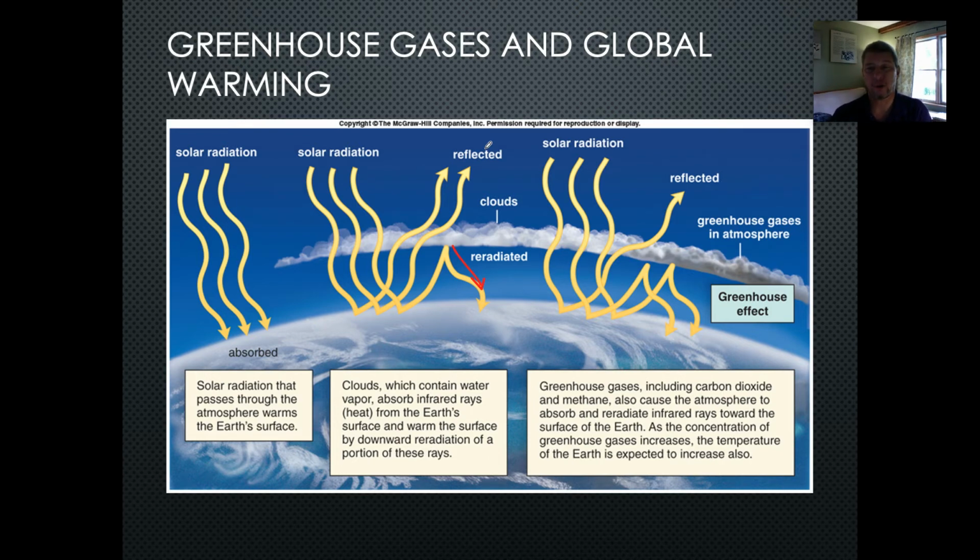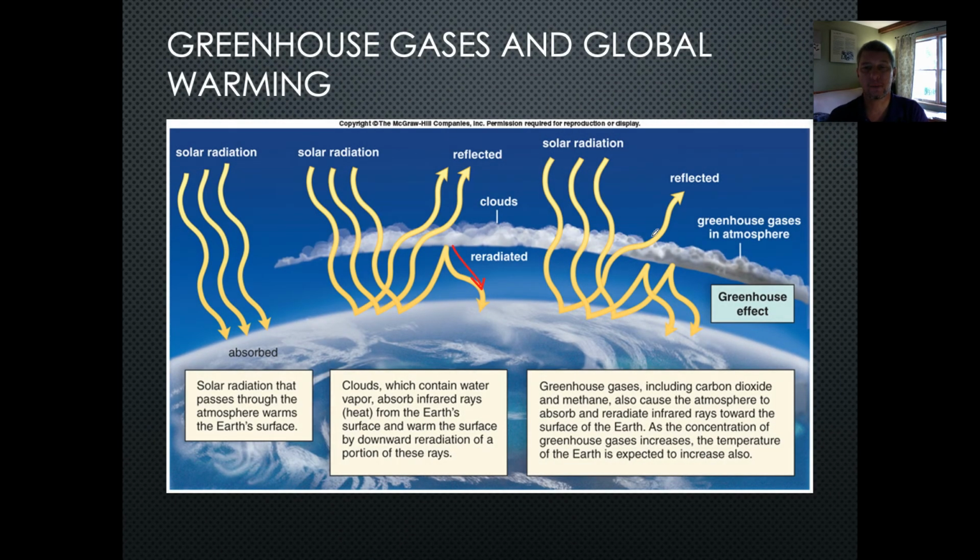Now, if we increase the level of greenhouse gases in the atmosphere, then a smaller portion of the heat will be reflected and more end up being re-radiated. And so this can lead to a warming of the Earth. So greenhouse gases, including carbon dioxide, cause the atmosphere to absorb and re-radiate infrared rays. And this can increase the temperature of the Earth.